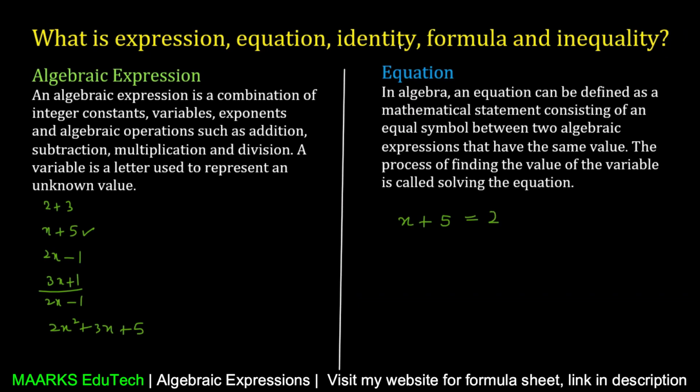So in this particular equation, the value which will satisfy this equation, the value of x, is minus 3. So minus 3 plus 5 will make it 2. So 2 is equal to 2. In this way this equation becomes true, and if we solve it, x is equal to, when we shift the 5 to the right side, x equals 2 minus 5, and x is finally minus 3. So you see, this is the value which will make this equation correct. So in an equation we have a certain value of the variable.